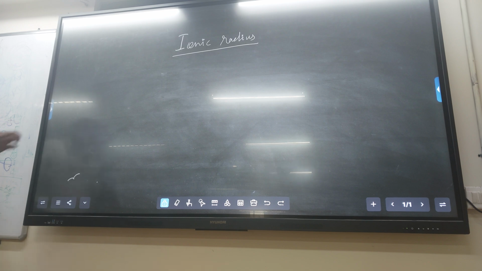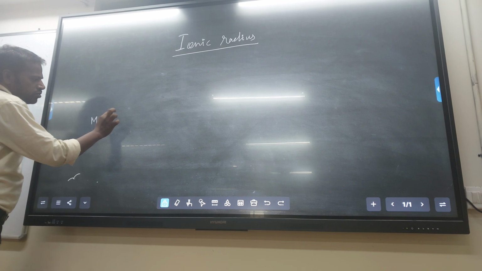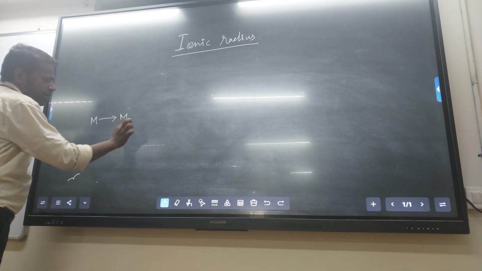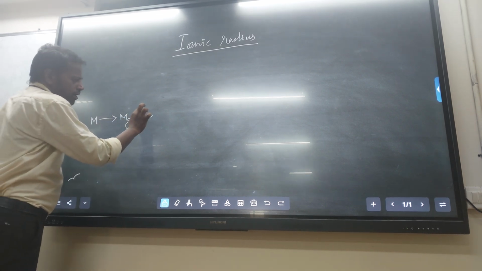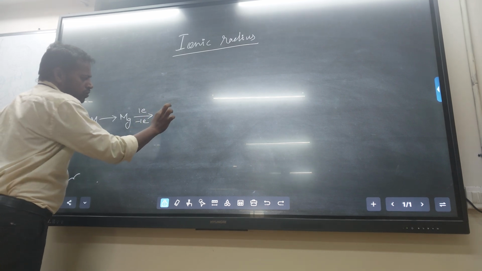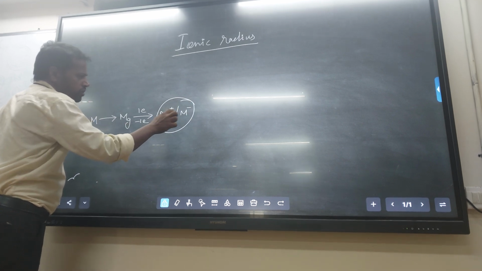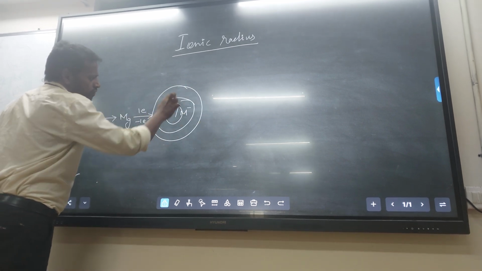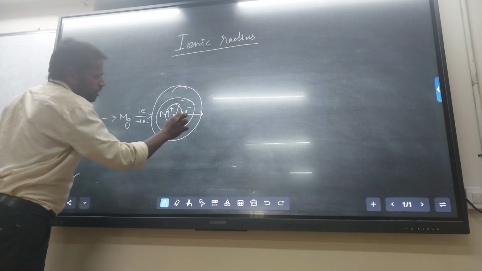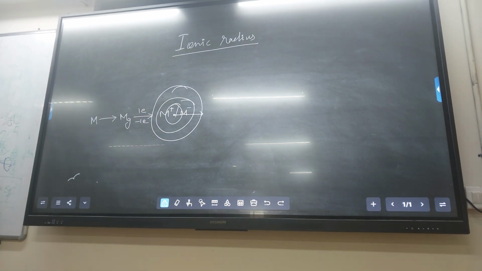Okay, the same. First, the metal is there, and you convert it into the gaseous state. From that, you add one electron or remove one electron, and you get M minus or M plus. In that ion, you measure the distance from the nucleus to the outermost orbital, and that is the ionic radius. So here, what trend is there?